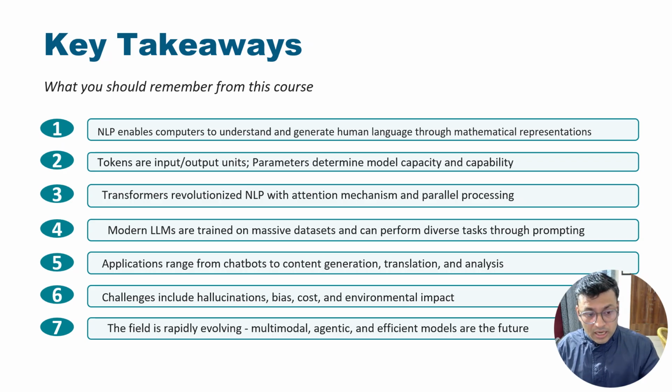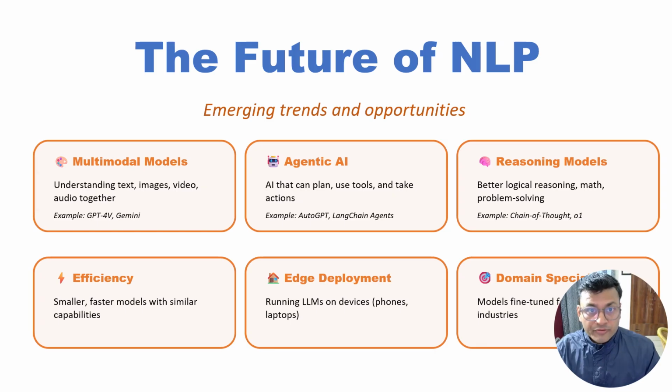We will cover LLMs later, but they are an advanced form of NLP itself, in generic terms. Applications range from chatbots to content generation, translation, and analysis. Challenges include hallucinations, bias, and so on. The field is rapidly evolving, with multimodal, agentic, and efficient models. The future of NLP: emerging trends and opportunities. Multimodal, like understanding text, images, video, and audio together. Examples: GPT-4, Gemini. Agentic AI, we know about it.